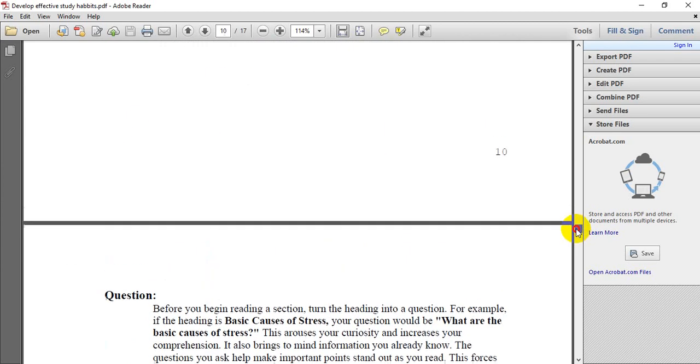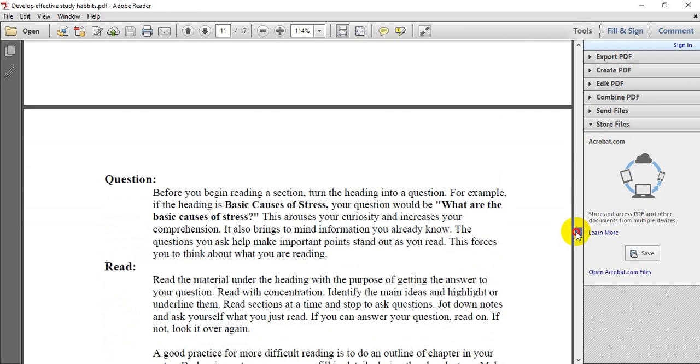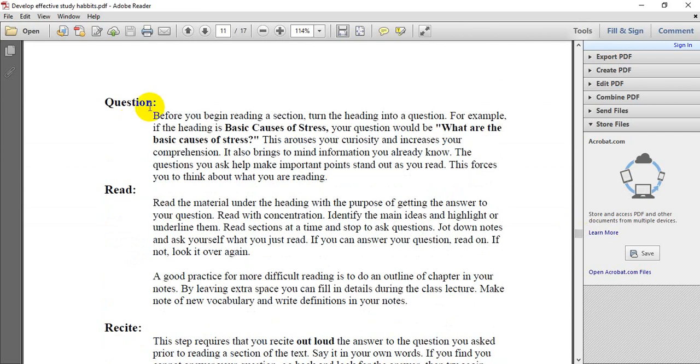Question. Q is for question. Before you begin reading a section, turn the heading into a question. For example, if the heading is basic causes of stress, your question would be, what are the basic causes of stress?